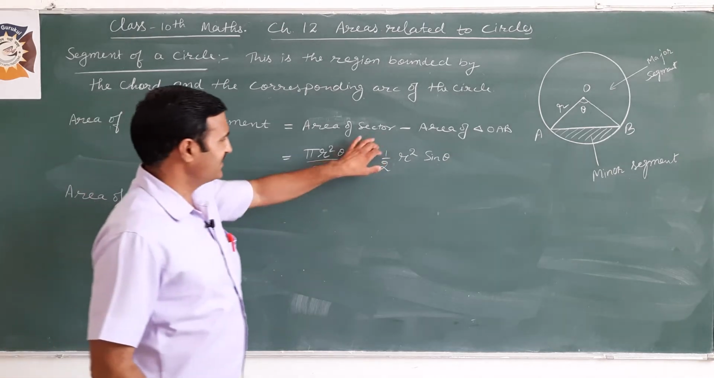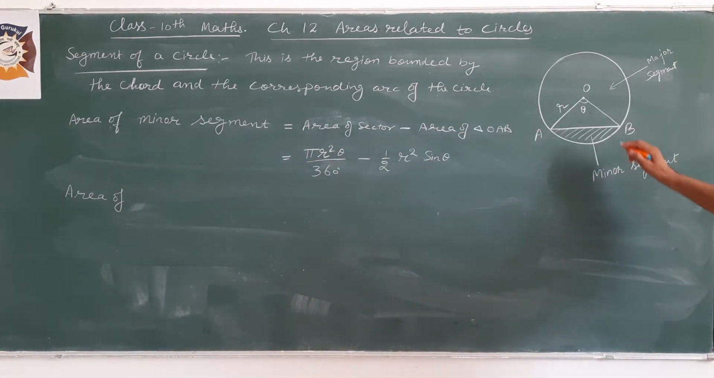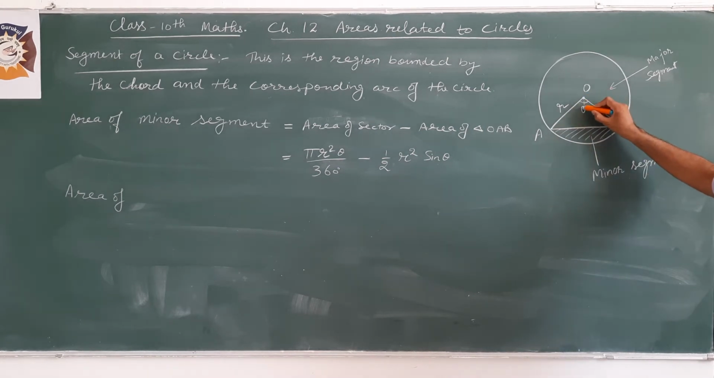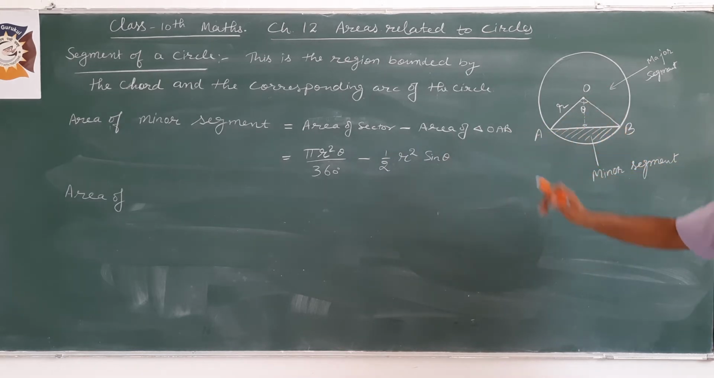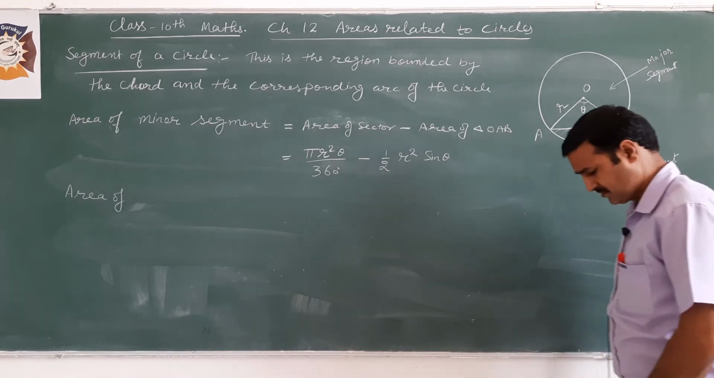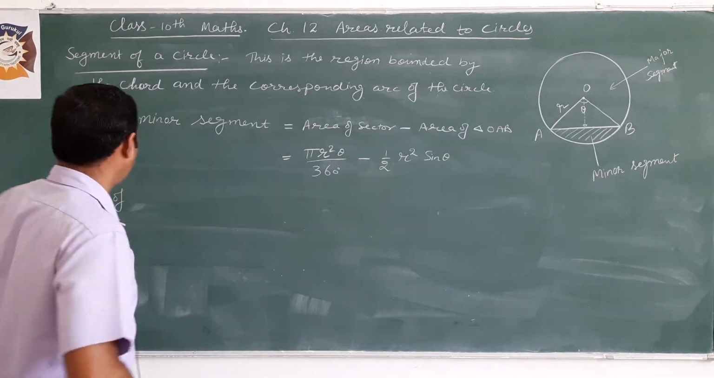How can we find this area of triangle? From this triangle we can draw a perpendicular, we can find base and perpendicular, and we can easily use the formula half base into height. So we can derive this.